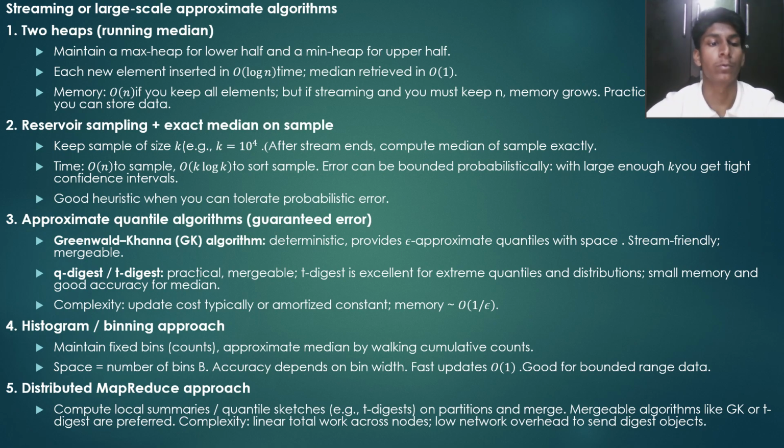Distributed MapReduce approach: compute local summaries, quantile sketches, for example a T-digest per partition, and merge them. Mergeable algorithms like GK or T-digest are preferred. Complexity is linear total work across nodes, with low network overhead to send the digest objects.